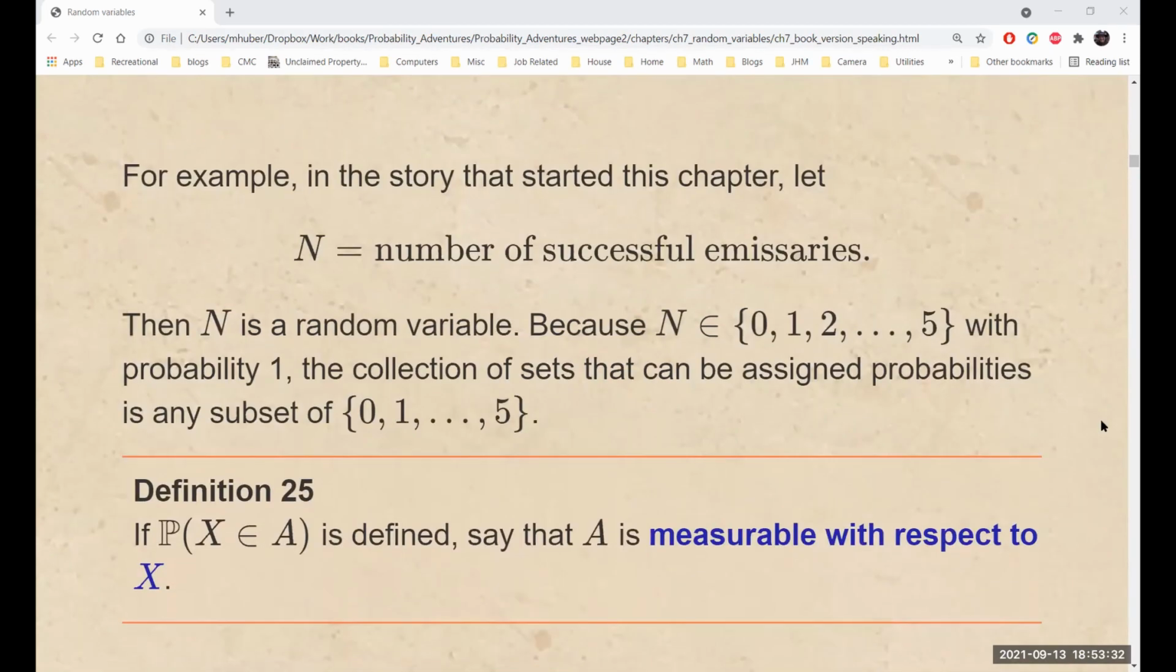For example, in the story that started this chapter, let N be the number of successful emissaries, and N is a random variable. Because N is in {0, 1, 2, up to 5} with probability 1, the collection of sets that can be assigned probabilities is any subset of {0, 1, up to 5}. If the probability that X is in A is defined, we say that the set A is measurable with respect to X.